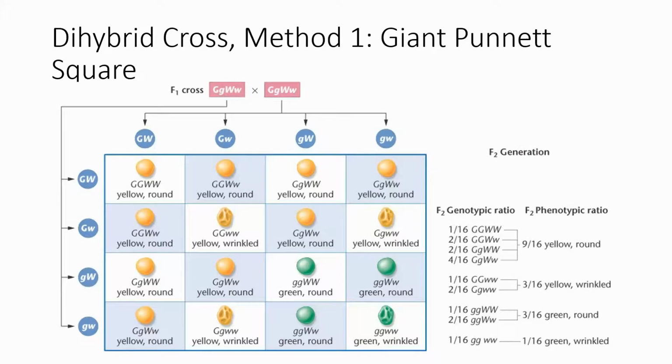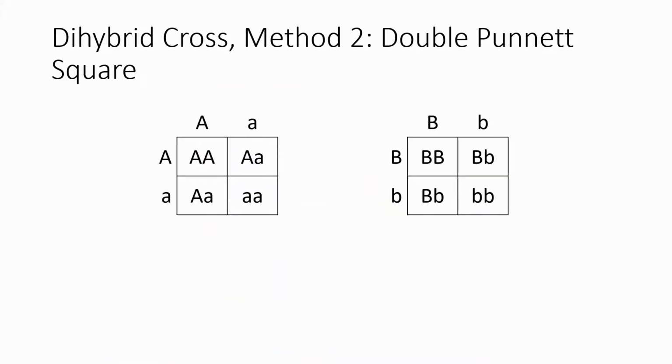So how do we figure out all these probabilities? Well, if you have plenty of time and nothing better to do, you could do a giant Punnett square. However, it is really time consuming and you don't have time for that on the AP test. So here's another method you can do.